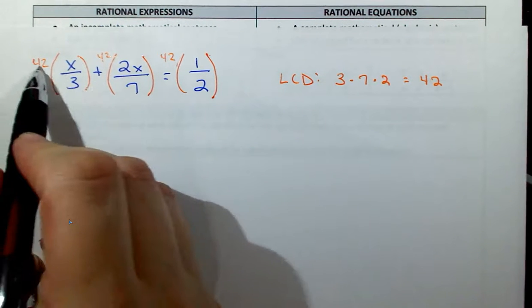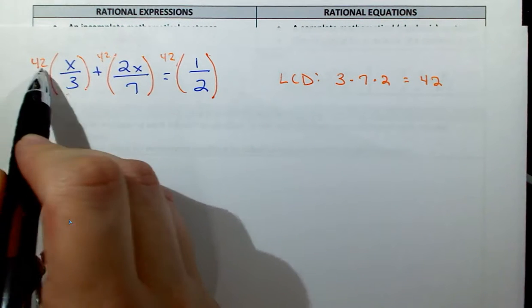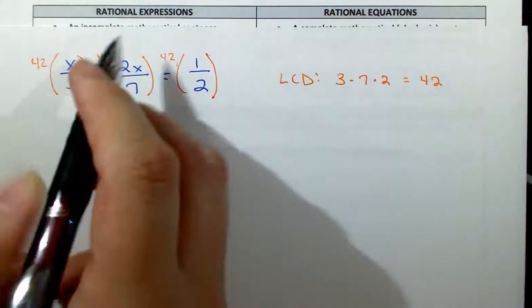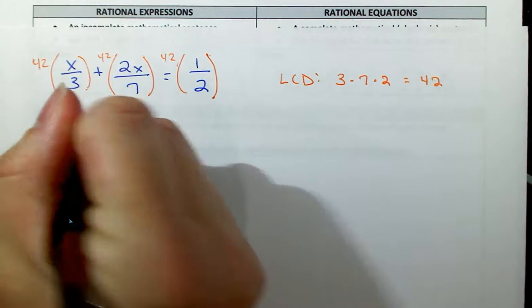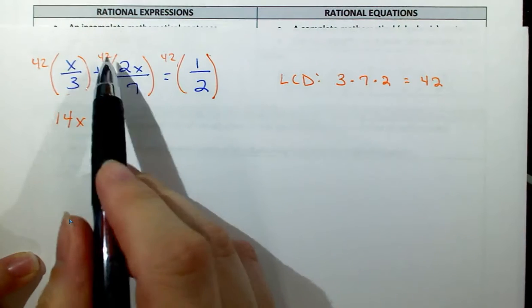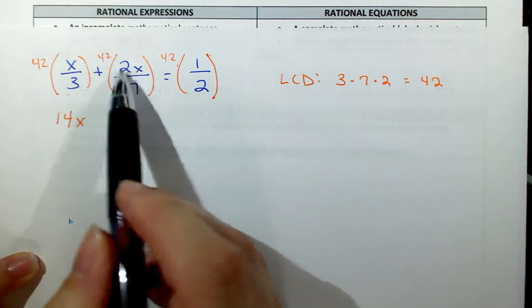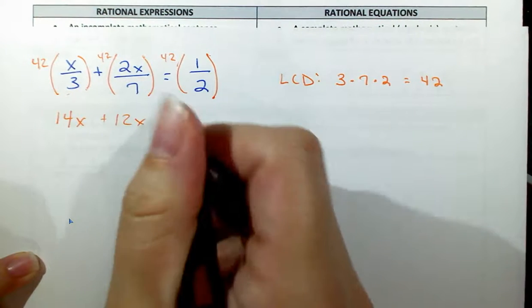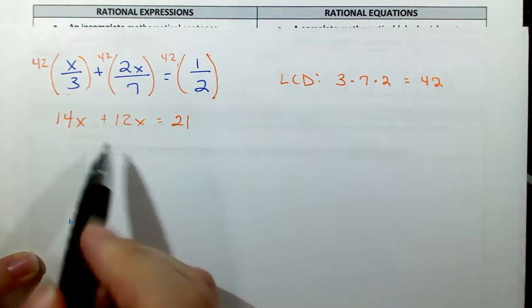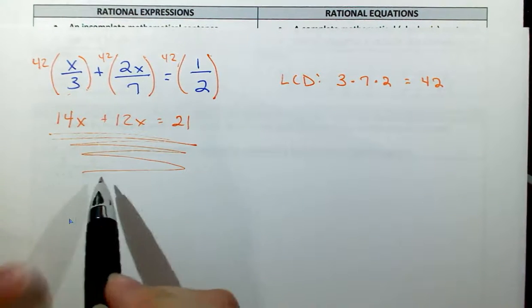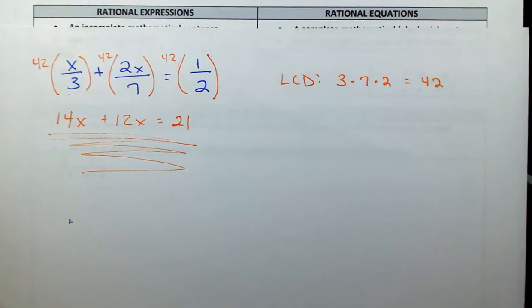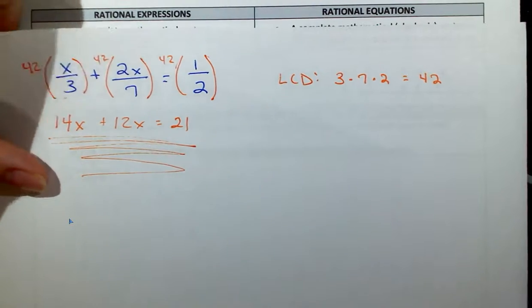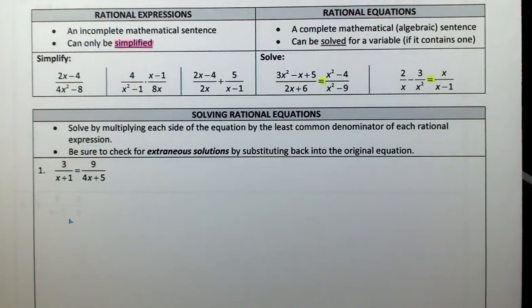Here, 42 times x over 3: 3 goes into 42 14 times, so we have 14x. 7 goes into 42 6 times, so 6 times 2x is 12x. And 42 times 1/2 is 21. Notice this is a much simpler problem to solve. That's what we're going to be doing today, just with messier numbers, using rational expressions.